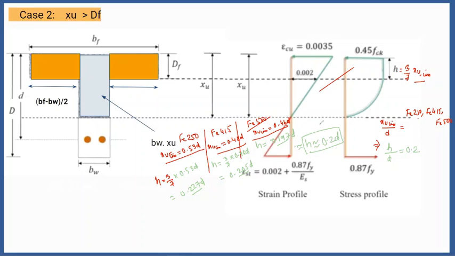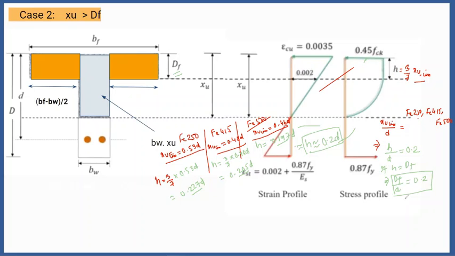Okay. Now, if this h is equal to Df, then I can also say Df by D is equal to 0.2. Okay, I can say that. Now ये तभी equal होगा जब h is equal to Df. Now h can go anywhere less than this also.